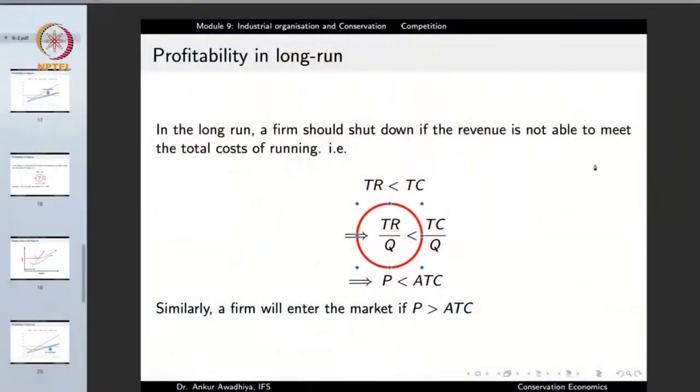So what we are seeing here is that P is less than TC by Q, and TC by Q is the average total cost. So a firm should shut down when P is less than ATC. That is, if price is less than ATC, then the firm should shut down. And if the price is greater than ATC, then in the long term, a firm should enter the market.